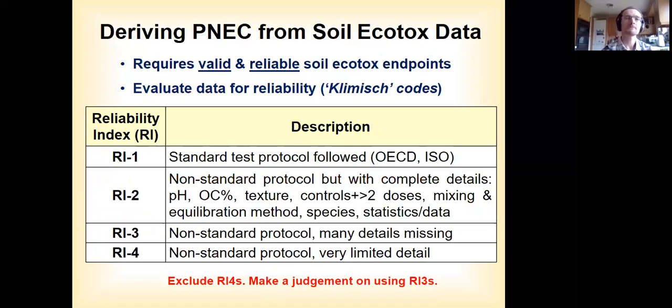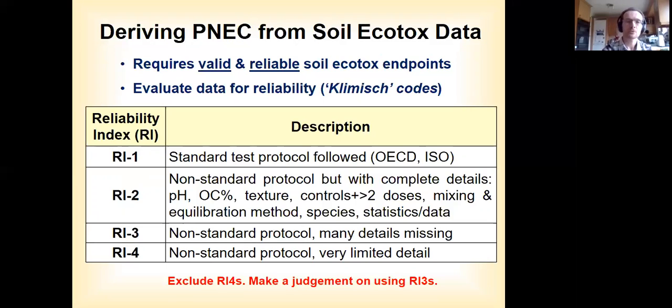So if we're going to do that, then we need to derive our PNEC from soil ecotoxicological data. Now, to do that, we need valuable and valid and reliable ecotox endpoints. So in order to do that, we can combine all the data that we can find, or all the data that we have produced ourselves, and then screen it for reliability. You will sometimes hear terms used such as Klimisch codes. Klimisch was an author that was working in aquatic risk assessment and came up with this idea of screening values for reliability. So sometimes you'll hear Klimisch codes used. But really, we're just establishing a reliability index.